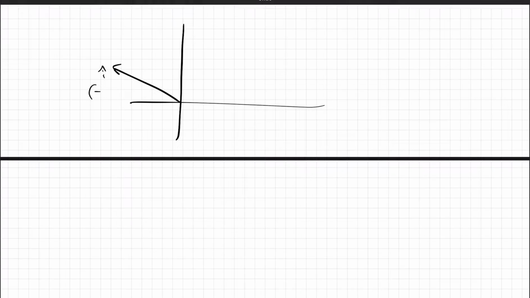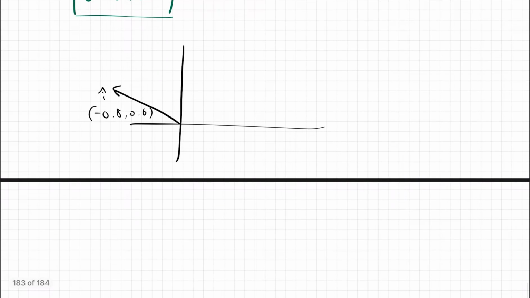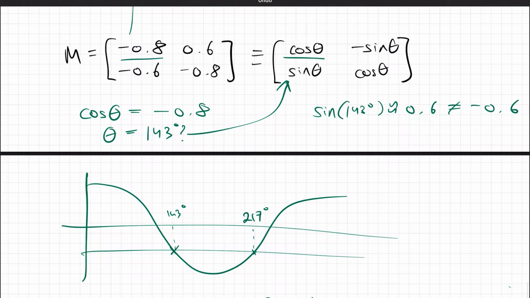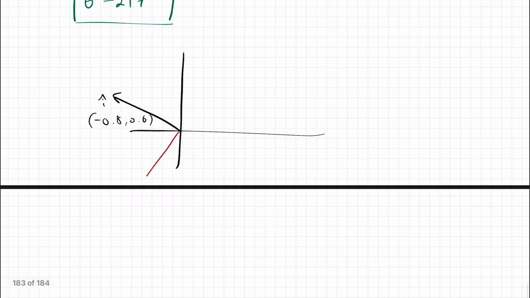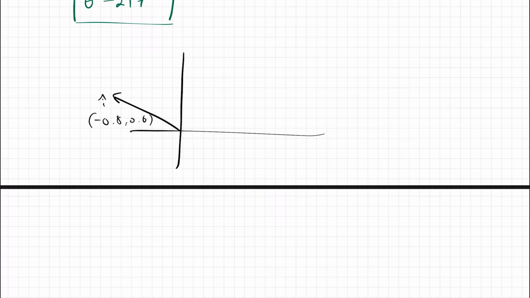minus 0.8 and 0.6. And remember, we don't actually have to care about j hat because it's always dependent on i hat. It's just going to be a 90-degree angle. So we can just worry about this i hat here, because j hat is just 90 degrees out like this. So i hat shows us the angle it's been rotated by, and it is actually that angle there.